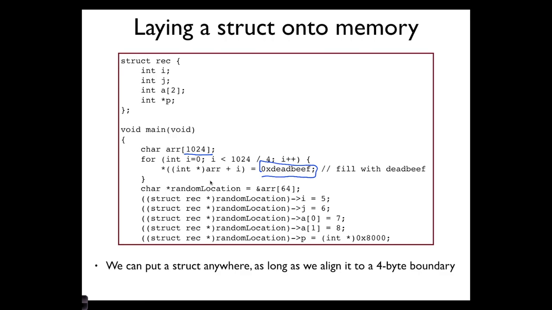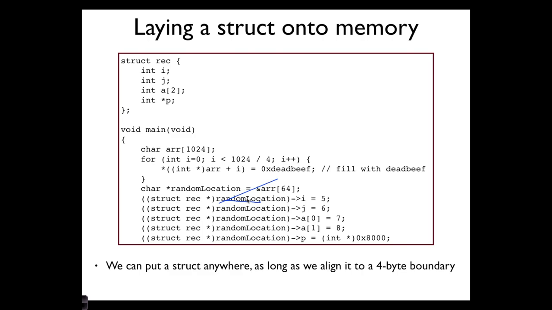So then what you can do is you can find some random location. Turns out you probably should make it on a boundary of 4. If you do not, the ARM will probably just fail. So it will silently fail. The compiler will not care about it, but the ARM architecture will. So make sure it's not quite random. It's a random value that's on a 4-byte location. And then you can just cast that location to your struct.